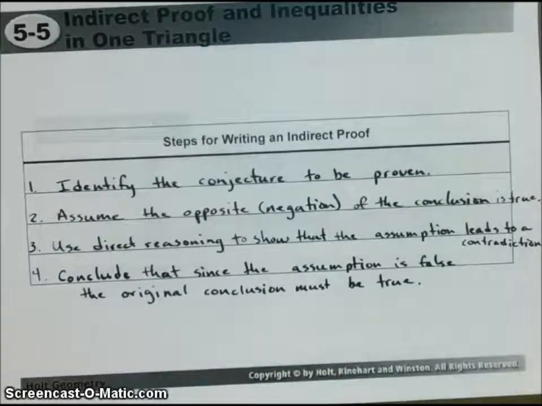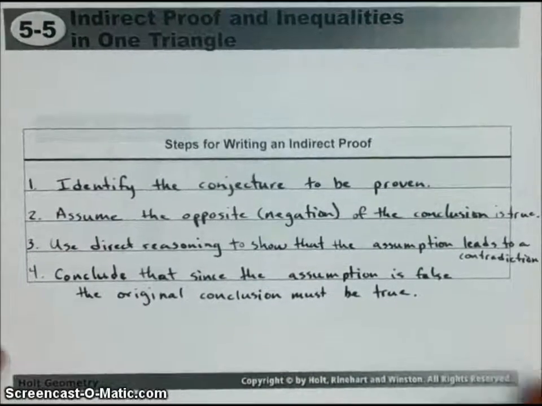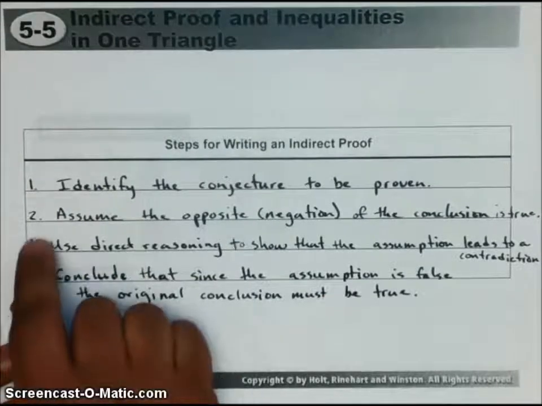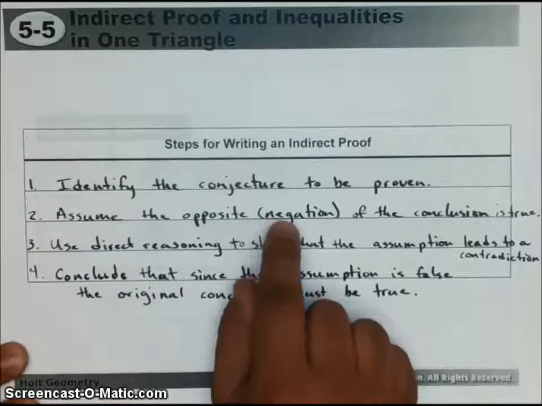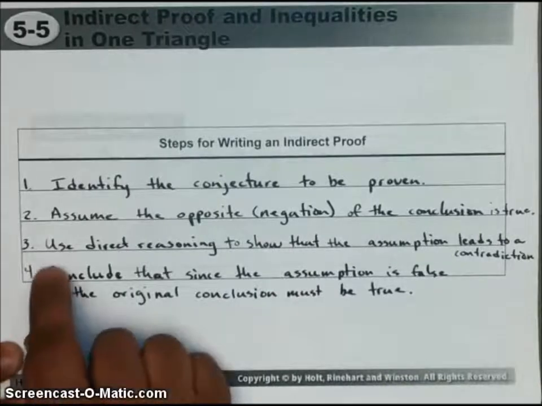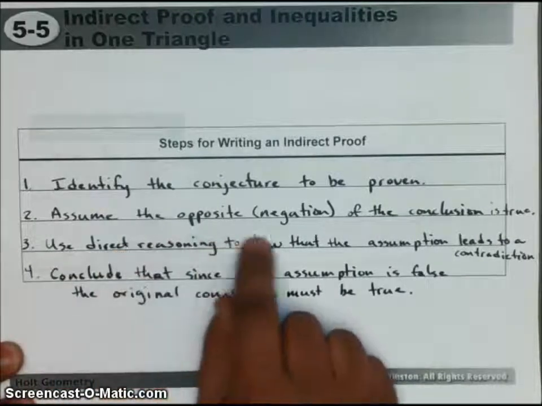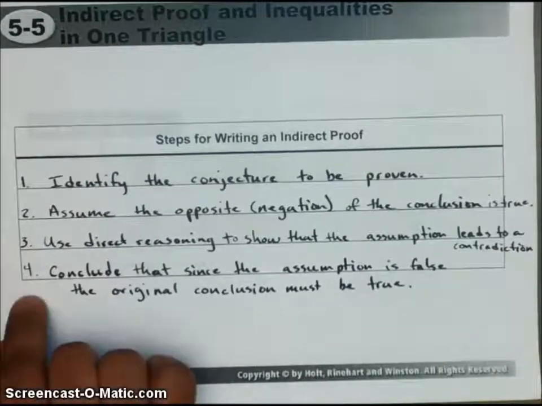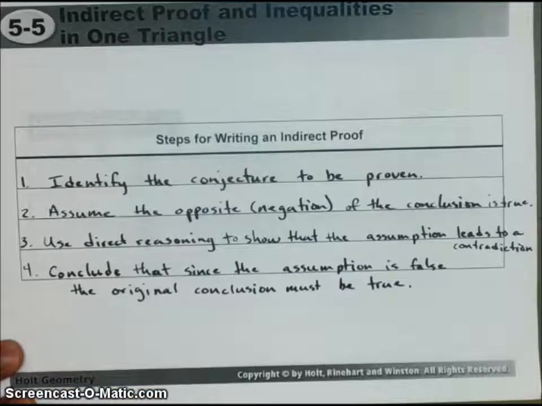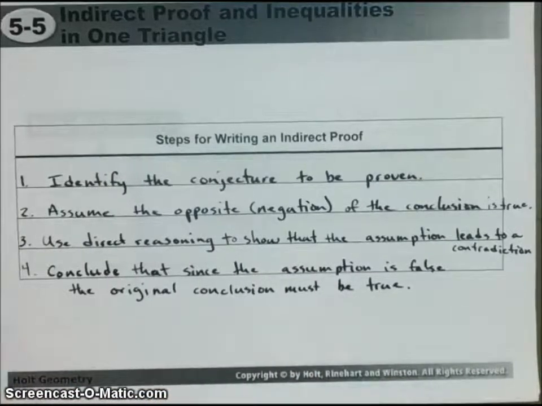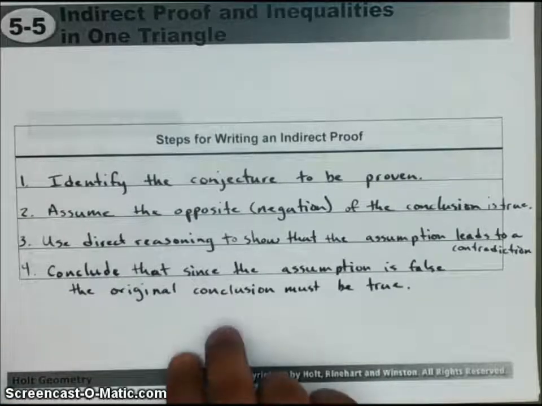Okay, so here are the steps for writing an indirect proof. Step one is to identify the conjecture you're trying to prove. Then you assume the opposite, or the negation, of the conclusion is true. Then you use direct reasoning to show that the assumption leads to a contradiction. And the fourth step is to conclude that since the assumption is false, the original conclusion must be true. Those are the four steps we're going to use with indirect proofs.